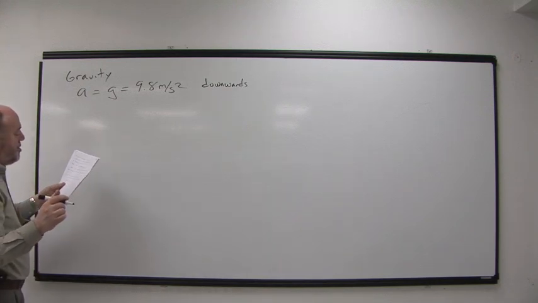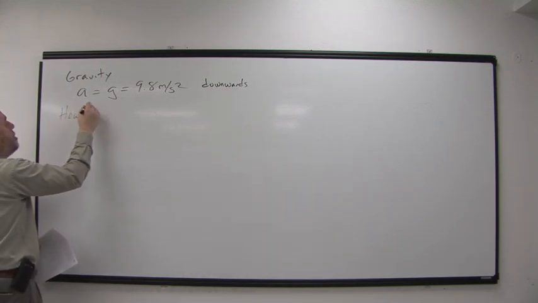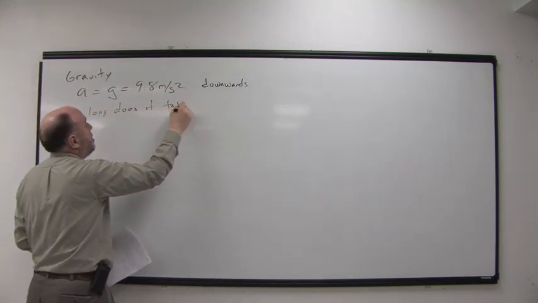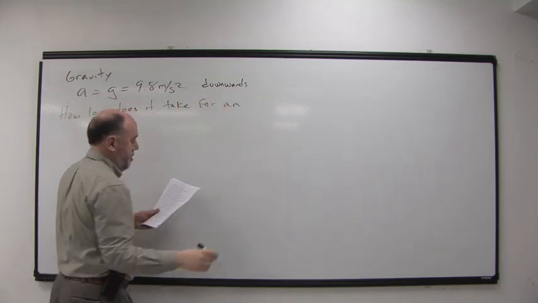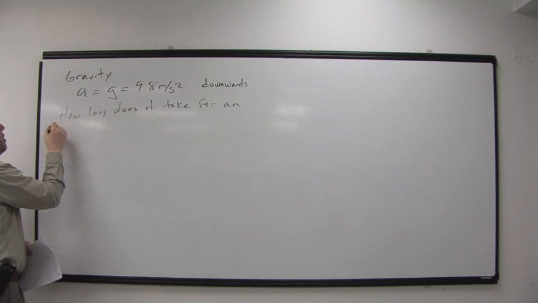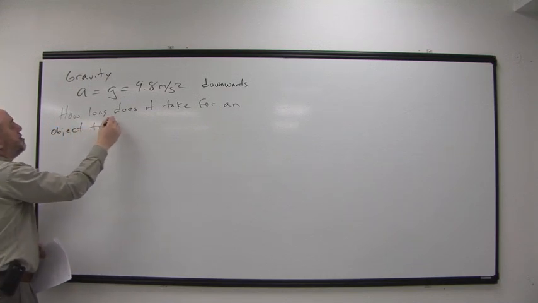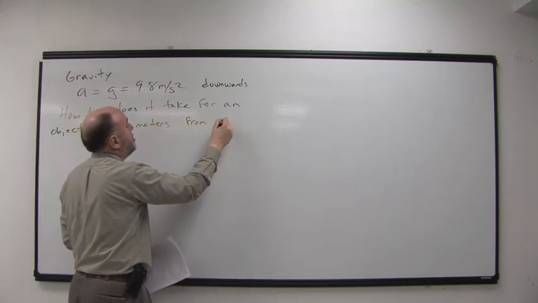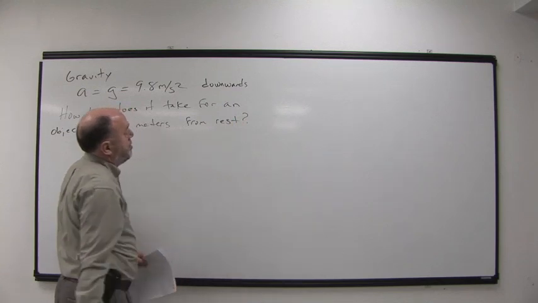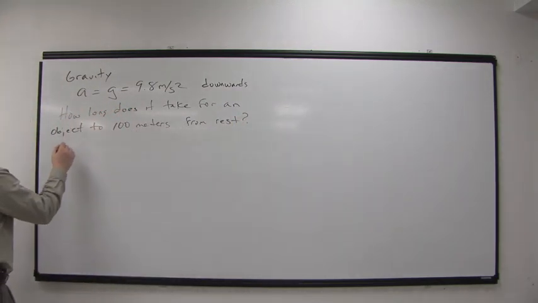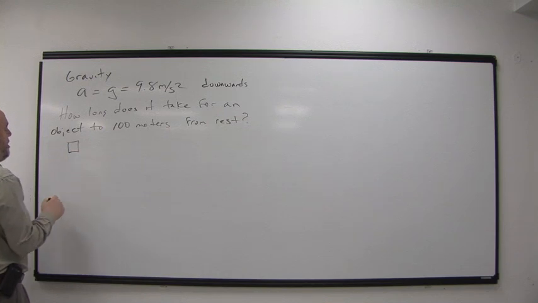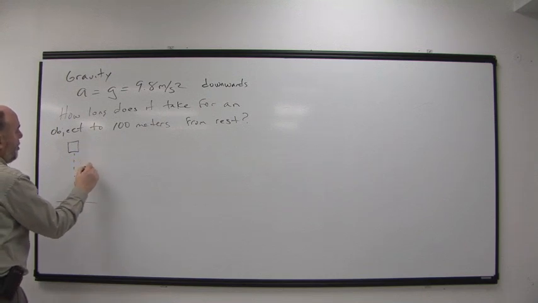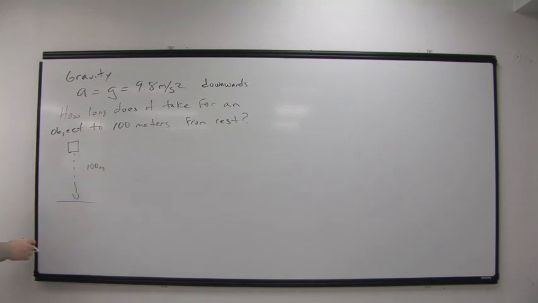So in terms of gravity, how about something like this? How long does it take for an object to drop 100 meters from rest? So I have an object, whatever it is, and we're holding it there, and then we let it go, and it's going to drop. We want it to fall 100 meters, and we want to know the time frame. Okay?